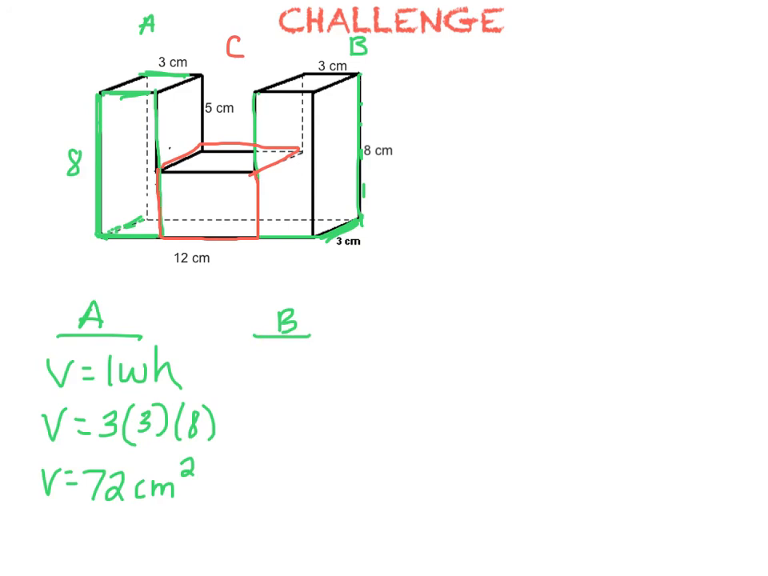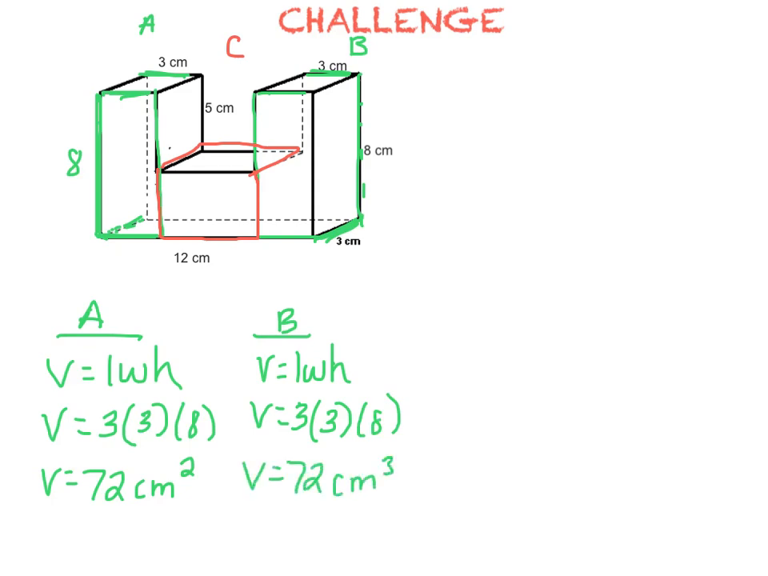Side B should be the same. The length right here is 3. The width front to back is 3. And the height is still 8. So same volume. This part right here is a little trickier.